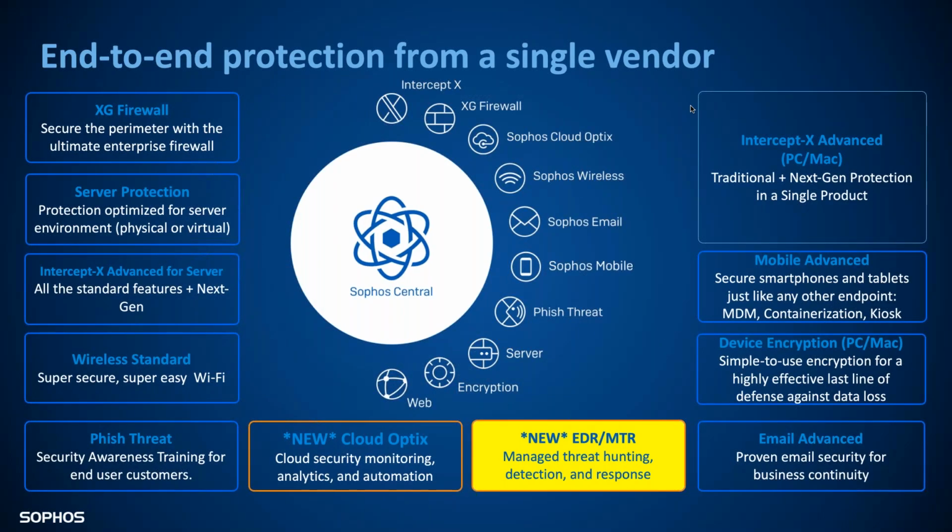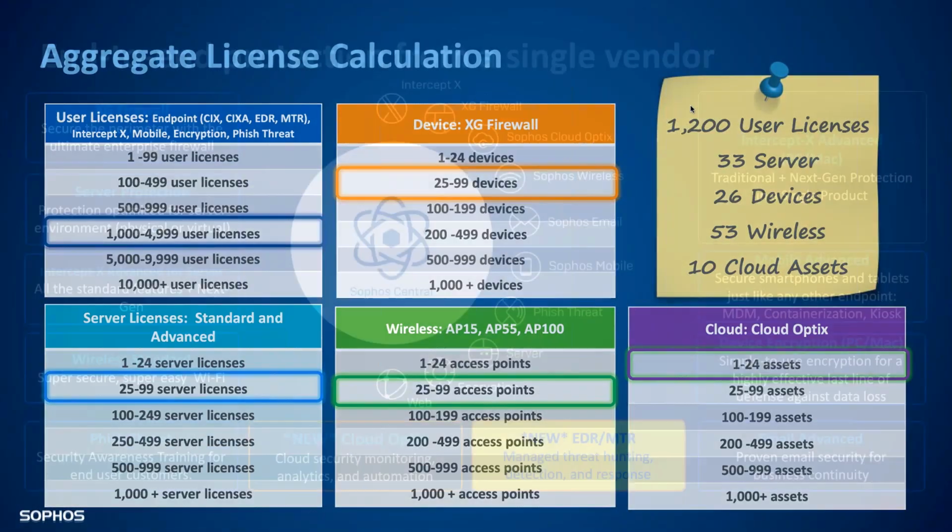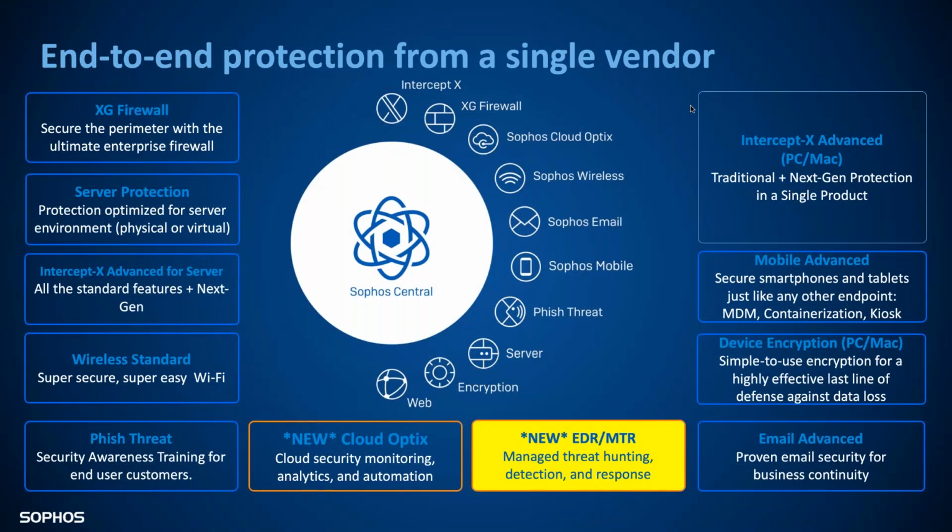If you're not familiar with the way that we do the MSP pricing, we have all of these products within Sophos Central, and they're all split up into 5 different categories. Those categories are user licenses, where you'll have Intercept X Advanced, mobile, disk encryption, email, and you'll also now have EDR and MTR along with Phish Threat. The second category is server, so those are the server licenses. Third is wireless. The fourth is XG, or devices, if you will. And the fifth category, which is a new category, is for Cloud Optics.